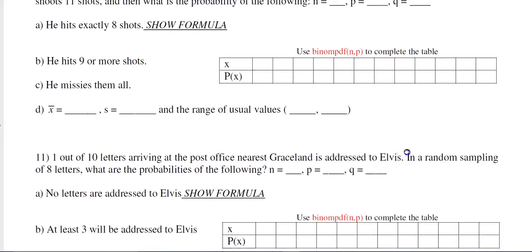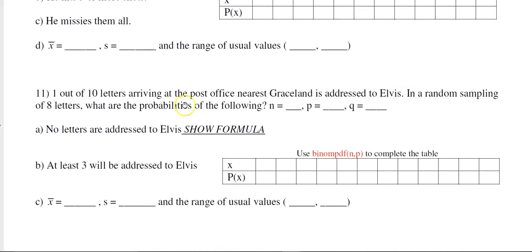And number 11. 1 out of 10 letters arriving at the post office nearest Graceland is addressed to Elvis. In a random sampling of 8 letters, what are the probabilities of the following? So if 1 out of 10 letters is addressed to Elvis, that would be 1 divided by 10, or 0.10. That would be the probability of success, which leaves the failure to be 0.90, and there's 8 letters.